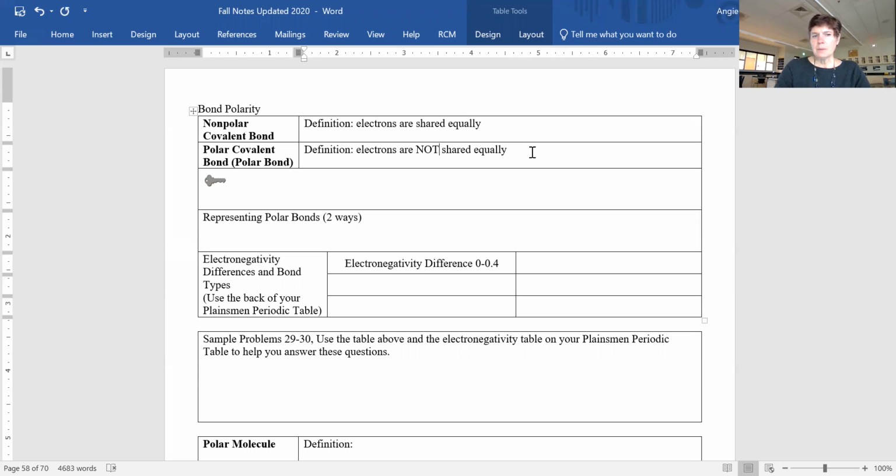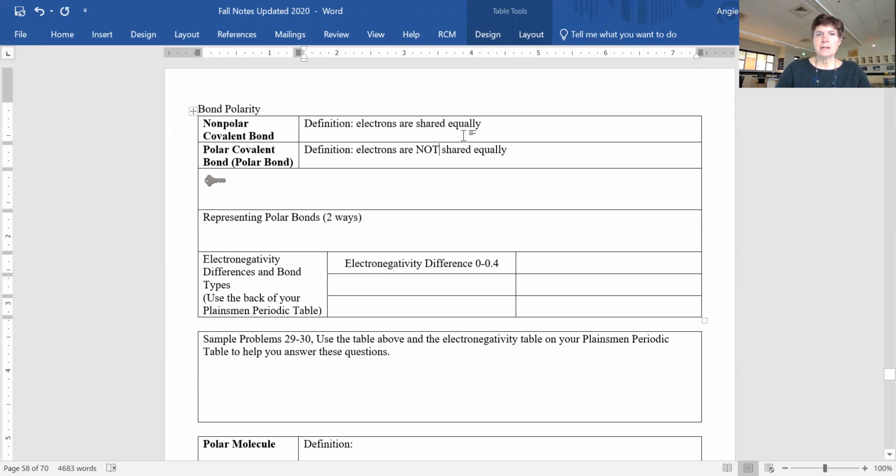So what does that mean? If we're trying to determine a nonpolar bond where the atoms are sharing the electrons equally between them, and a polar bond where the electrons are not shared equally between atoms, first of all, how do we determine that?